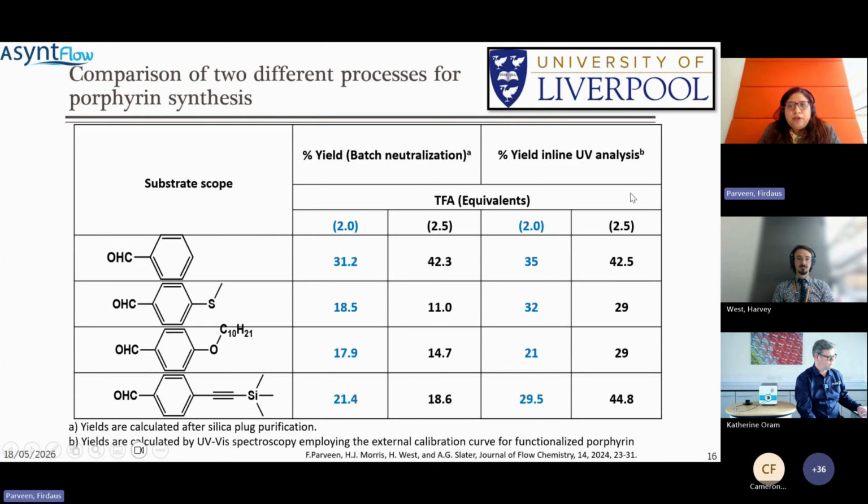For the two different processes, batch neutralization and inline UV-Vis analysis, we found that there is not much difference for the standard porphyrins. The yields were similar, but in the case of functionalized substrates like thioether and silyl alkyne, there was a large difference between the yields from inline UV-Vis analysis and batch neutralization. This suggested that we are definitely forming large quantities of porphyrin in the reaction, but when we neutralize them in batch and purify them on a silica plug, the yields reduce because these substrates are not stable and decompose over time.